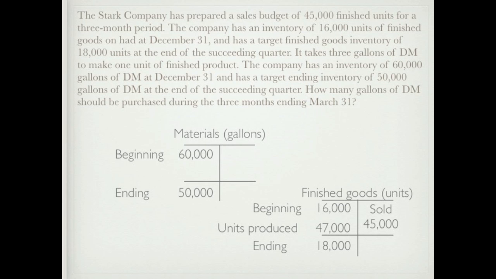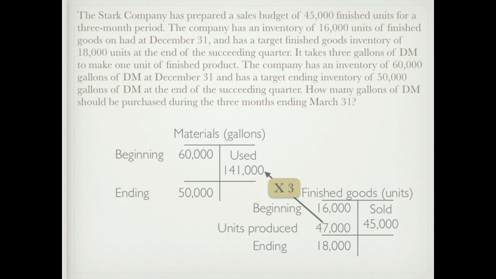Well, now we need to know how many gallons it takes to produce 1 unit. Well, they tell us it takes 3 gallons. In the problem, they tell us it takes 3 gallons of materials to make 1 unit of finished goods. So now we can kind of back into our materials T account. If we multiply the 47,000 units that we need to produce times 3 gallons per unit, that tells us that we're going to have to use 141,000 gallons to be able to produce 47,000 units.